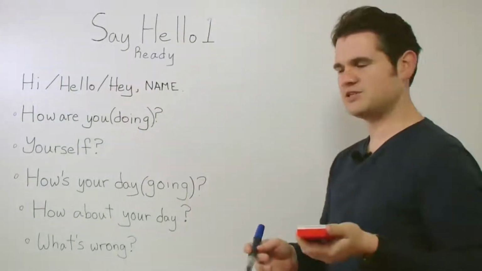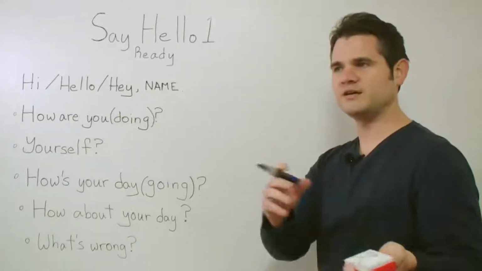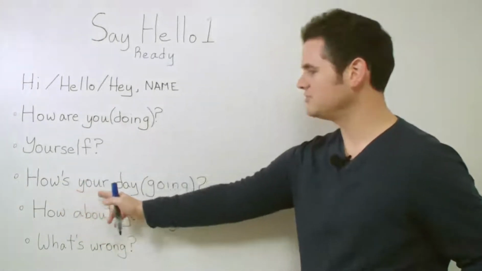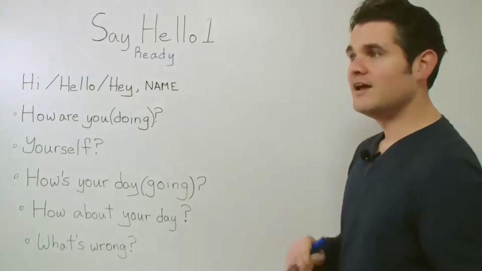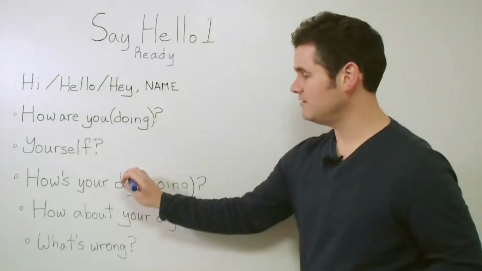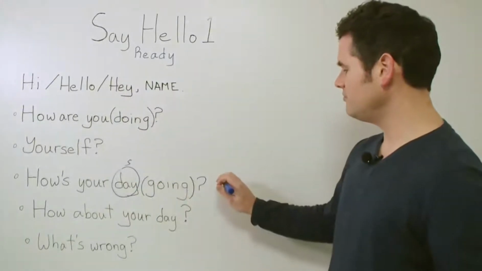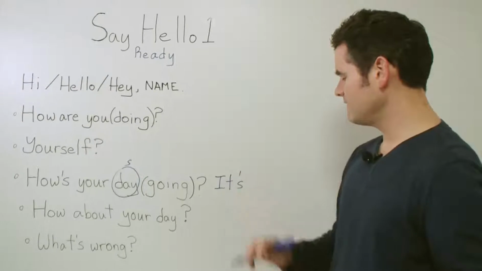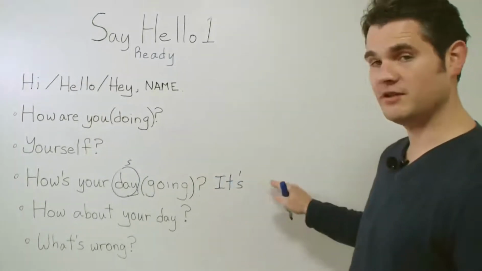Now, the next question, again, this is going to be small talk probably between coworkers and friends. They may ask you, how's your day going? Or how's your day? Now, you got day as your subject. So you'd want to answer probably with it's. It's going to follow the same pattern here. It's, and then you want an adjective.